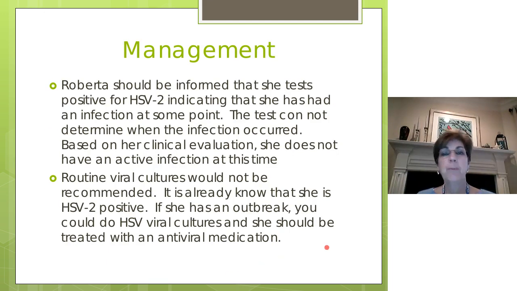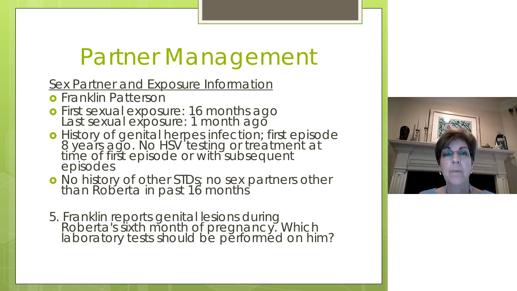Okay, so management. She should be informed that she tests positive for HSV2, indicating that she's had infection at some point. The test cannot determine when the infection occurred, and based on her clinical evaluation, she doesn't have an active infection at this time. Routine cultures would not be recommended. It's already known that she's positive. If she has an outbreak, then you could do an HSV viral culture, and she could be treated with an antiviral medication, such as famciclovir or acyclovir, one of those.